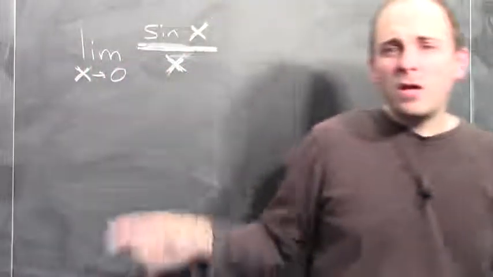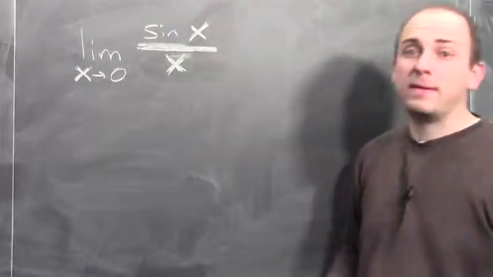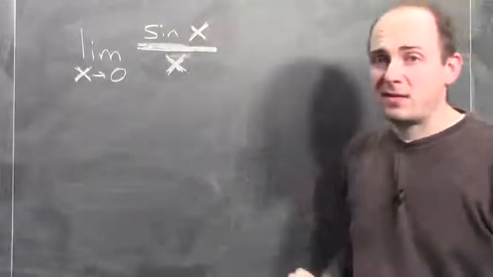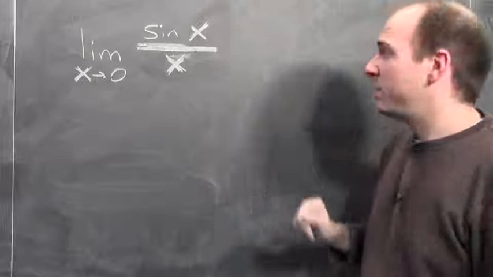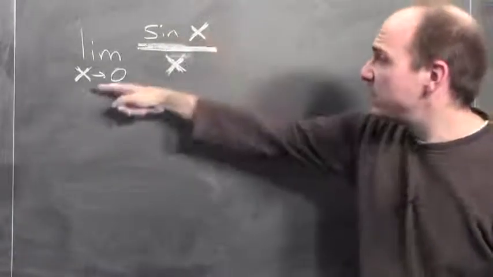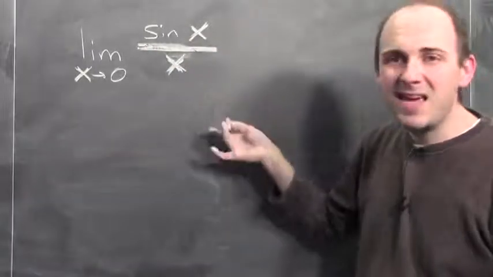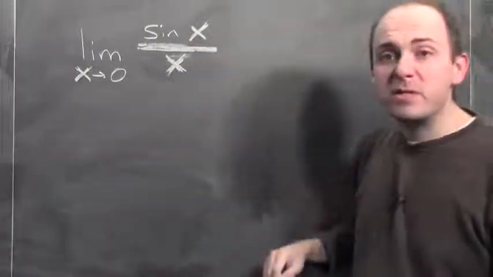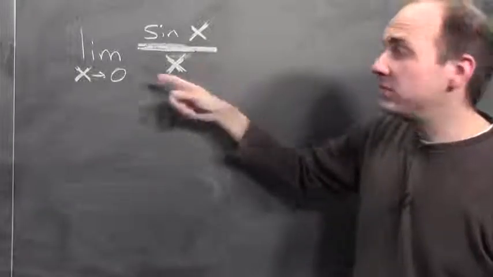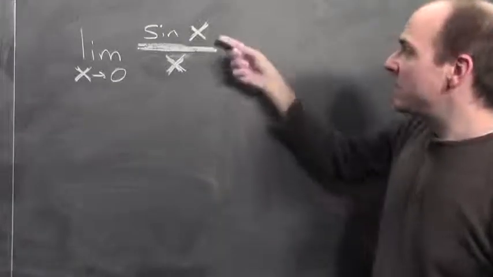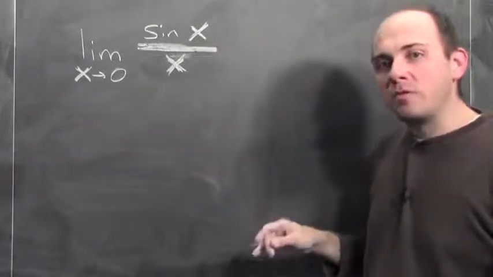For example, here's a problem that you might be tempted to use L'Hôpital on. You want to know the limit as x approaches 0 of sine x over x. Now, what do you have to check? Well, let's take a look at the limit of the numerator by itself. The limit of sine x as x approaches 0, sine's continuous, so that limit is just sine of 0, which is 0. Numerator's limit is 0. Limit of the denominator, the limit of x as x approaches 0 is 0. So yeah, this is a 0 over 0 indeterminate form.